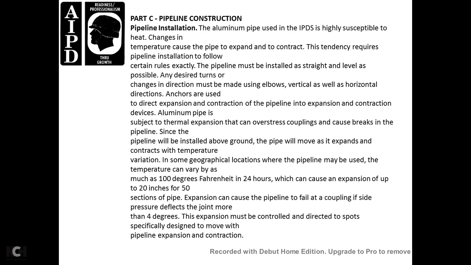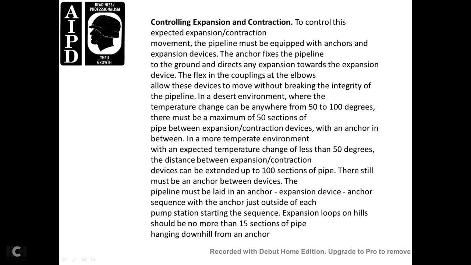Anchors direct the expansion and contraction of the pipeline to expansion and contraction devices. Aluminum pipe is subject to thermal expansion that can overstress couplings and cause breaks in the pipeline. Since the pipeline will be installed above ground, the pipeline will move, expanding and contracting with the temperature variation. In some geographical locations where the pipeline may be used, the temperature can vary as much as 100 degrees Fahrenheit in 24 hours, which can cause expansion of up to 20 inches in 50 sections of pipe. Expansion can cause the pipeline to fail at a coupling if the side pressure deflects the joint more than 40 degrees. The expansion must be controlled with devices specifically designed to move with the pipeline expansion and contraction.